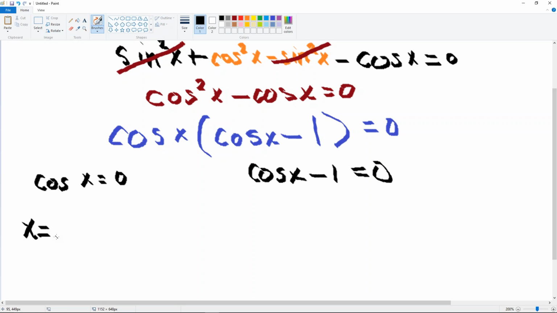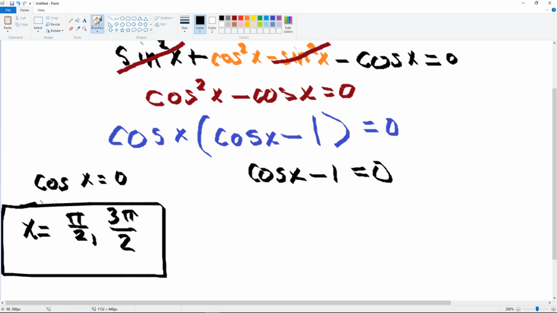Cosine of x is 0 at pi over 2 and 3 pi over 2. And then you can do the other one. What else?